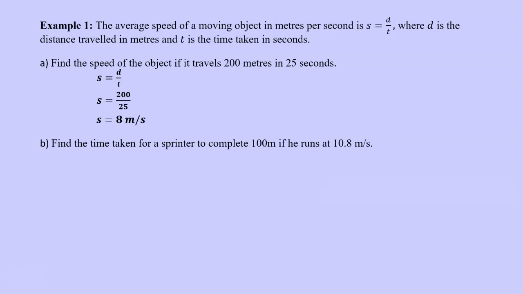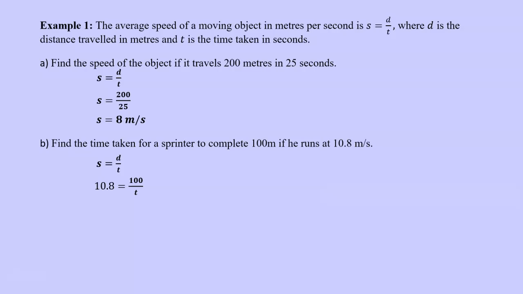Okay, in our second example, we're asked to find the time, and we're given that the sprinter completes 100 meters, d, and he runs at 10.8 meters per second, s. So put a d on top and an s on top. Write the formula. Sub in your d and s. And what you'll notice this time is you'll have an equation to solve.